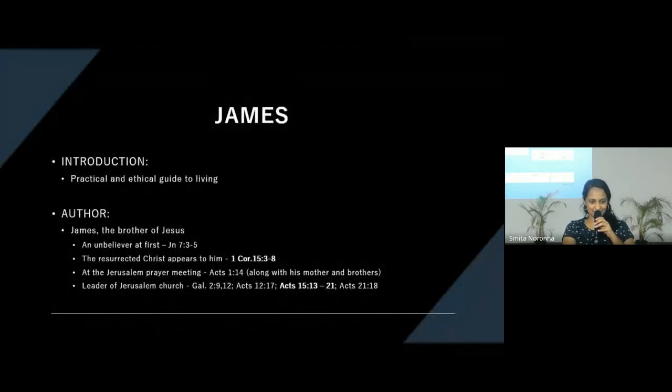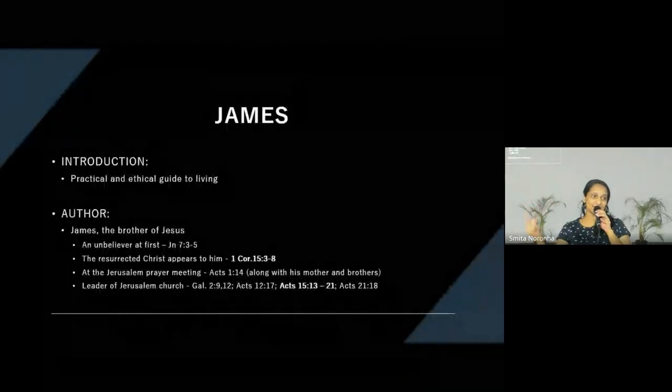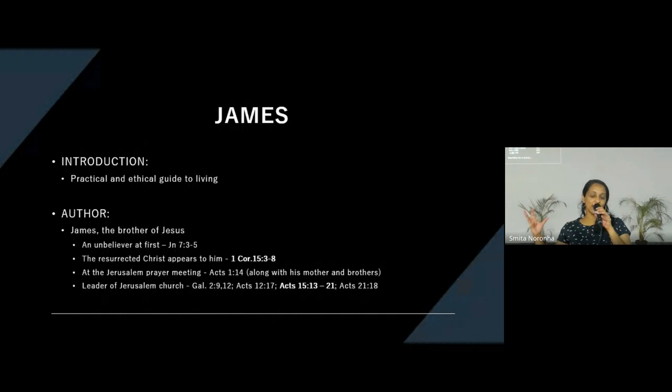So apart from this, we know that after he came to faith, he began to lead the church in Jerusalem. And we see that in various places where Paul is recording his travels. He says every time he went back to Jerusalem, he reported to James and the elders of the church. James was one of the main leaders in the church.